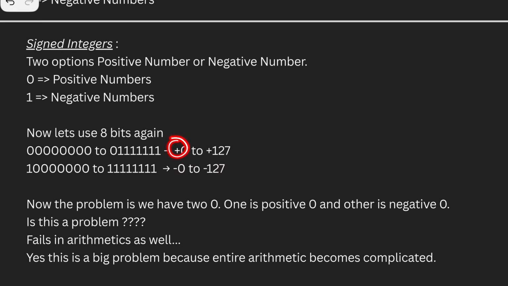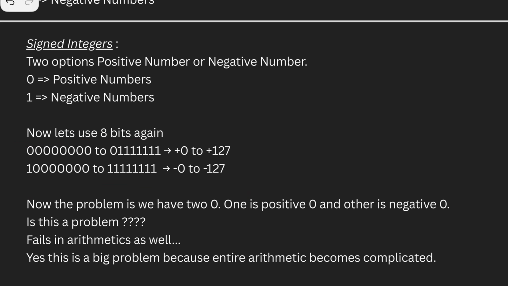Why positive though? Because this bit is 0. If this bit is 0, then the value is going to be positive. Now if this bit is 1, that means the value is going to be negative. So this particular range is from minus 0 to minus 127. Okay, so till now we managed to store the information of the sign into the memory. No problem. Storing is not a problem. But if you store values like this, it creates another problem.